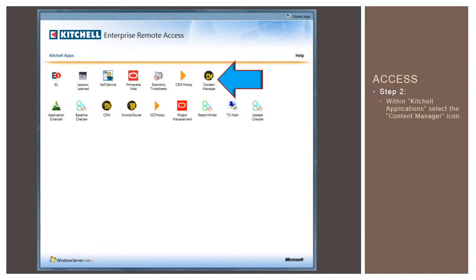Step 2. Once you've used either the Kitchell intranet quick link to Kitchell Applications or the Kitchell Applications icon located on your desktop, you will be redirected to the following screen. Here, you'll select the Content Manager icon.